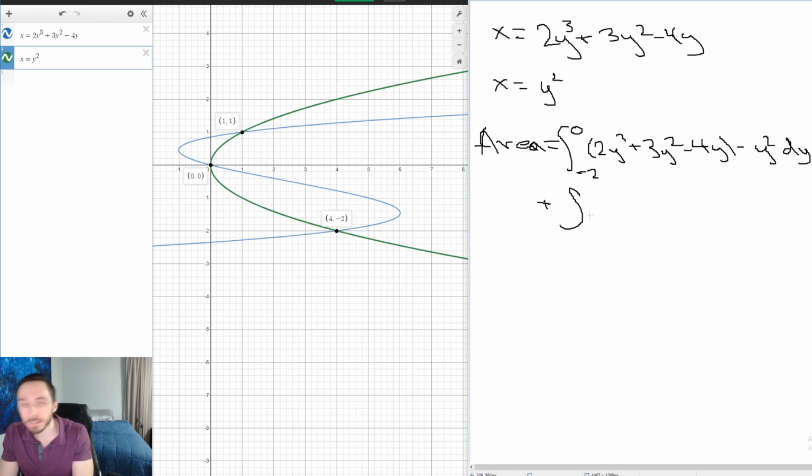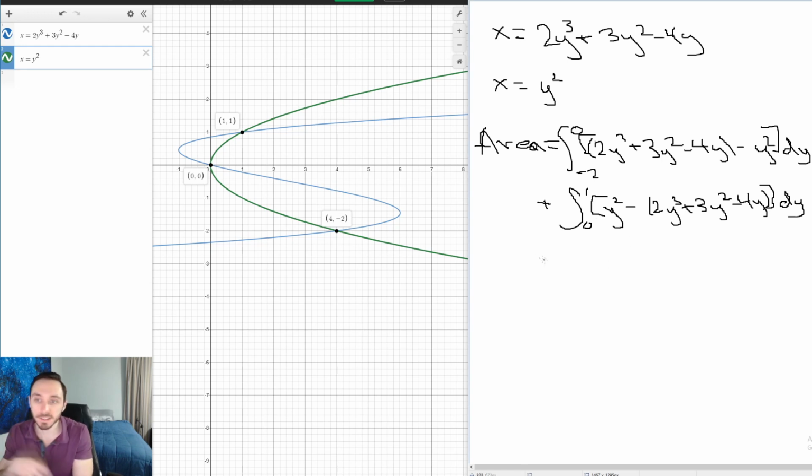All right, and then we're going to add. We want to start at 0 because that's where we left off, and we want to go all the way to this y value of 1, even though they're both 1. But we're taking the y values because we're integrating with respect to y. So from 0 to 1, the quadratic is higher, or further to the right. So it's going to be y squared minus 2y cubed plus 3y squared minus 4y dy. Ending that parenthesis there. It's sometimes conventional to put this whole thing in brackets. I've seen it without it as well.